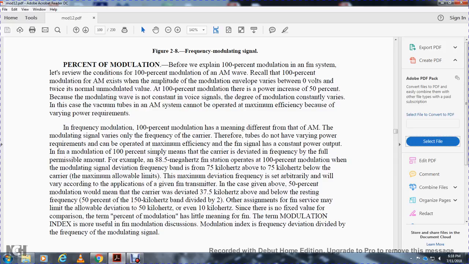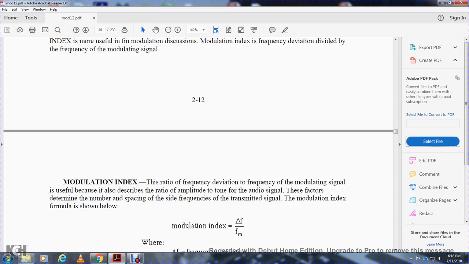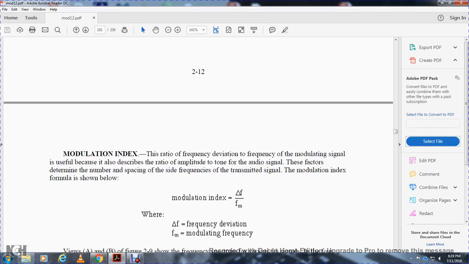Modulation index is the frequency deviation divided by the frequency of the modulating signal. Modulation index is the ratio of frequency deviation to the modulating signal frequency, usually because it describes the ratio of the amplitude of the tone of the audio signal. These factors determine the number and spacing of the sidebands of the transmitted signal. The modulation index formula is shown below. The modulation index is equal to the frequency deviation over the modulating frequency.